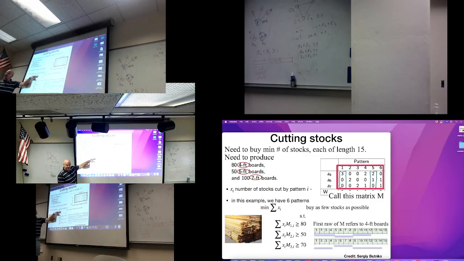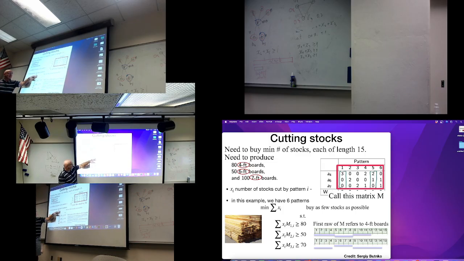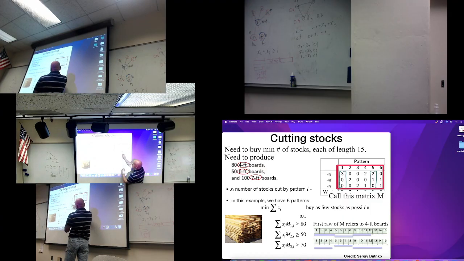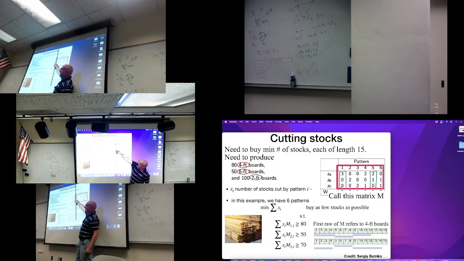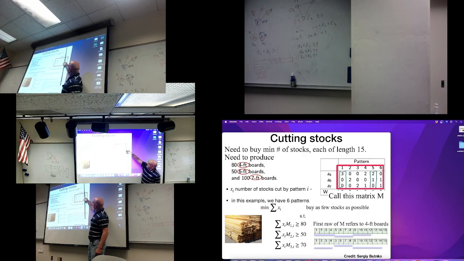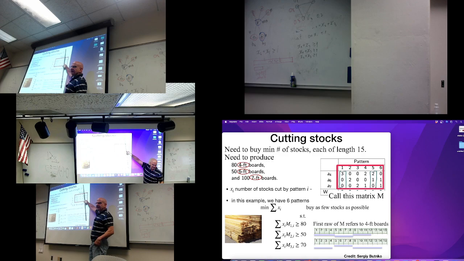Xi now is an integer, but it's not between 0 and 1. Xi will tell me how many stocks I am going to cut using plan i. Xi, is it written anywhere? Xi, the number of stocks cut according to pattern. Pattern, remember, which column? Pattern i. X1 will say how many stocks are cut according to pattern 1. X5, how many units are cut according to pattern 5.